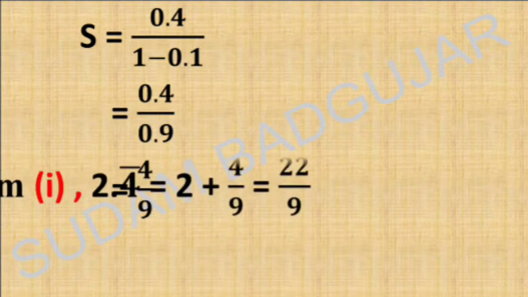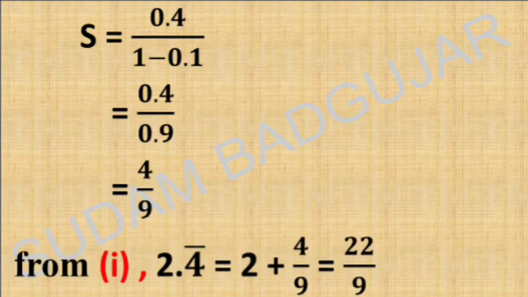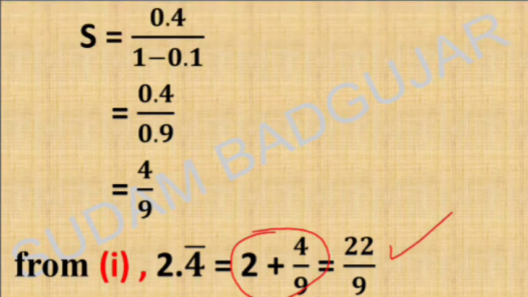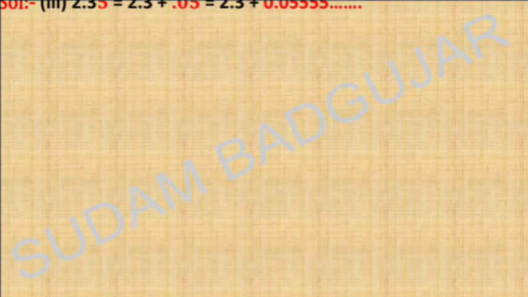So from equation 1, 2.4 bar is equal to 2 plus 4 by 9, and that is nothing but 22 upon 9. By taking LCM and cross multiplication you will get 22 upon 9. This is the final answer. Now the solution for the third.